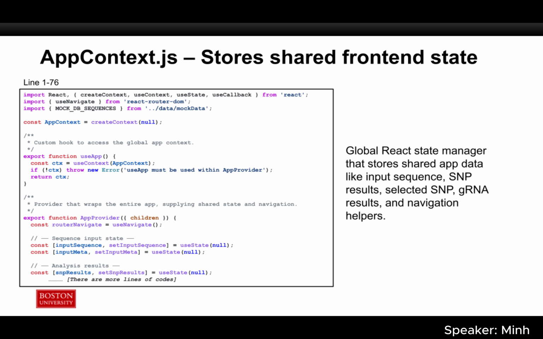Here's the code to show the global state and the workflow of our app. The main analysis is a linear pipeline from sequence, SNPs, gRNA design, and binding sites. Each will have its own page, and instead of passing props through every level or making duplicate API calls, we store the pipeline state in a React context.